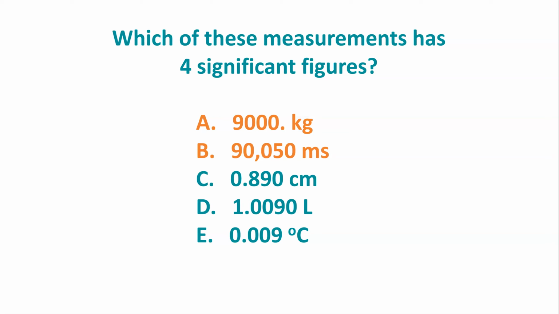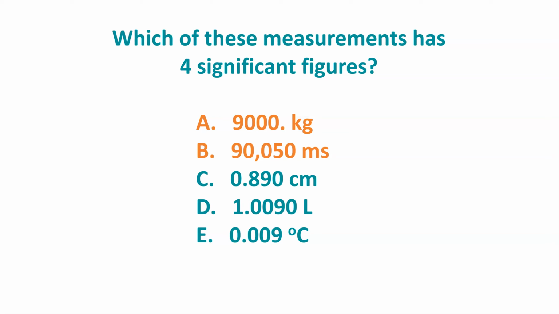Okay? All of those other ones do not have 4 significant figures. Choice C, remember again, those zeros at the beginning are never significant. The 0 at the end is significant because of that decimal point, but that only gives us 3 significant figures. Our 1.0090 liters, choice D, has 5 significant figures. Those zeros, again, that are trapped are certainly significant, and our 0 at the end is significant because there is a decimal point there. So all 5 digits that we can see are significant.